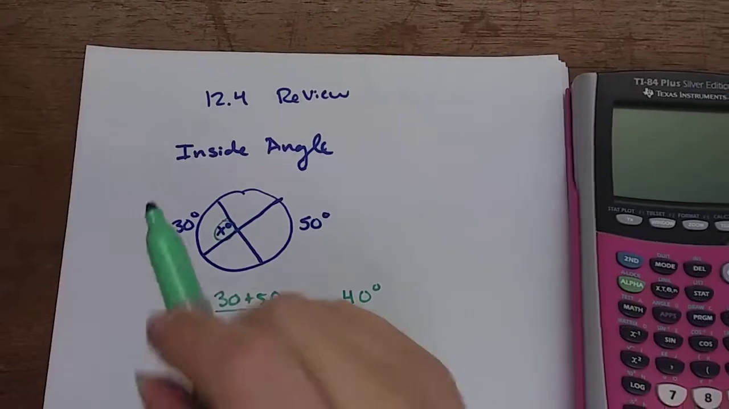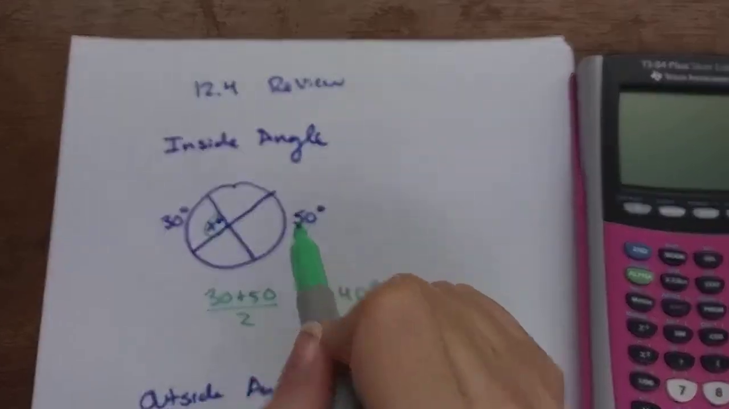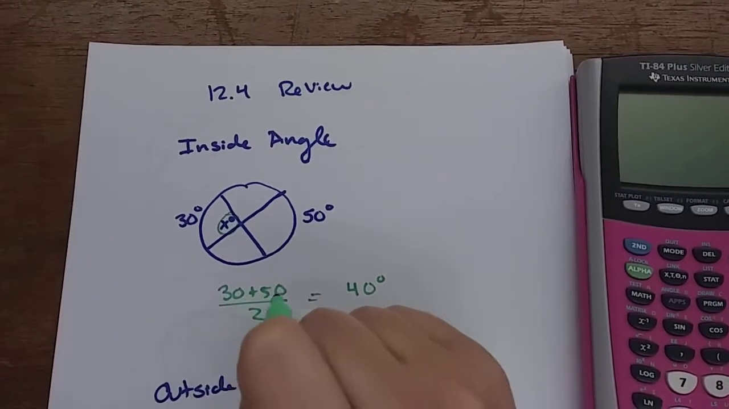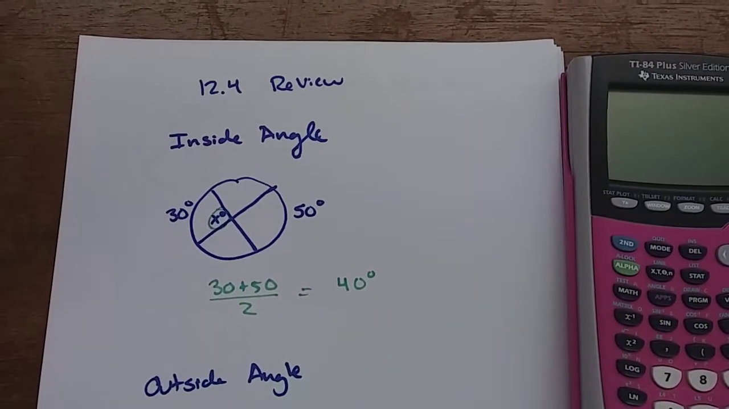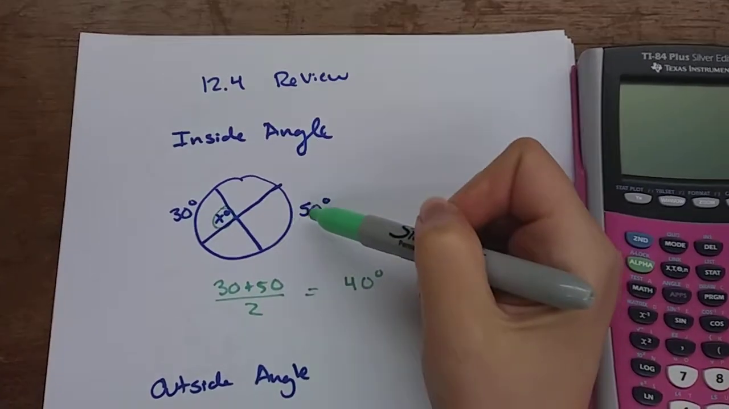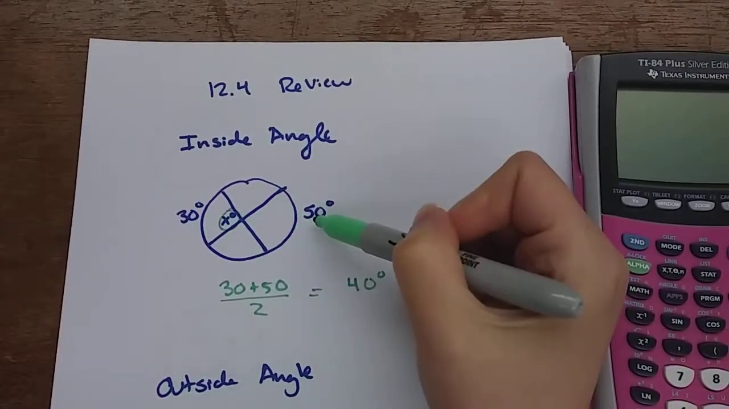Keep in mind that if my x was here or here, I would still set it up the same way, but that would result in having an x in one of these spaces. Also, make sure that the angles that you're adding are the ones that are across from x.